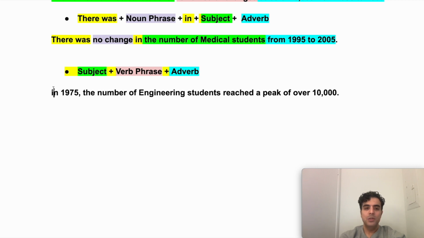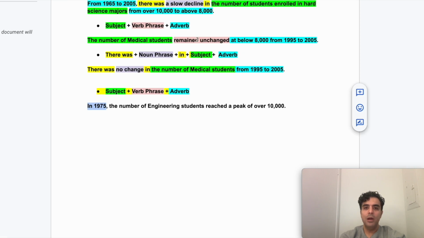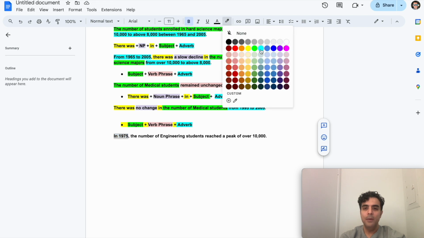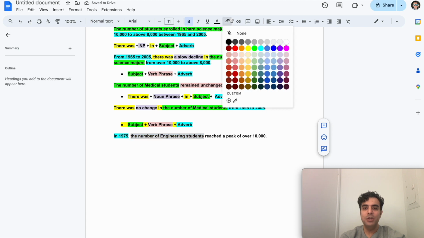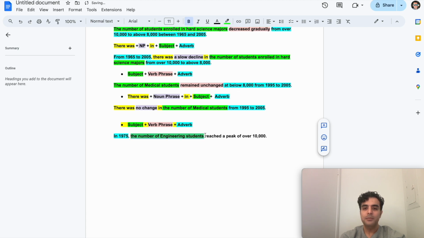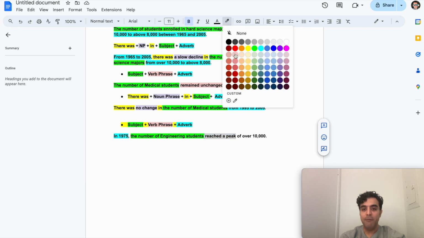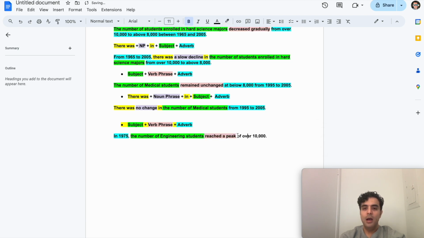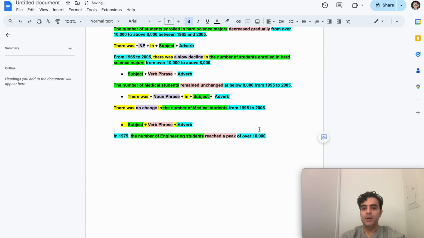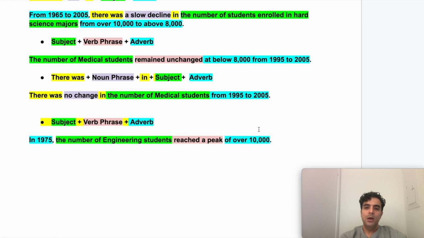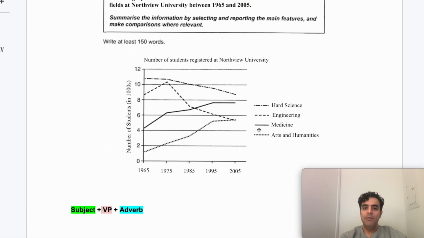So in 1975, the number of engineering students reached a peak of over 10,000, and that's it. So in 1975, I'll highlight that in blue. The number of engineering students is my subject. I'm going to highlight that in green. Reached a peak is basically my verb phrase structure. Of over 10,000 is the other part of my adverb. It's the quantity, right?